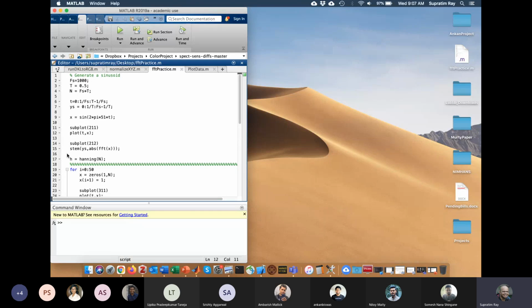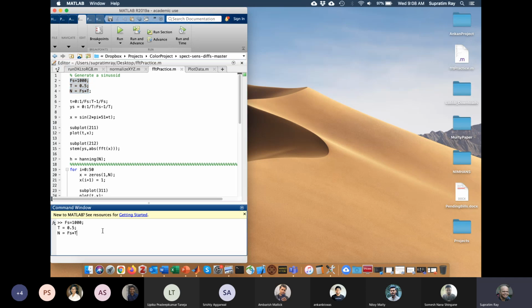So here's a small exercise, and you will see how interesting it is. We are going to look at only like 15 lines of code here. So the sampling frequency is 1000 hertz. The duration of the signal is 0.5. Okay, so my FFT will have 500 points.